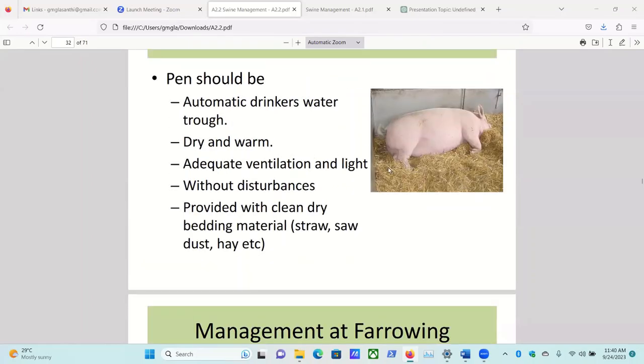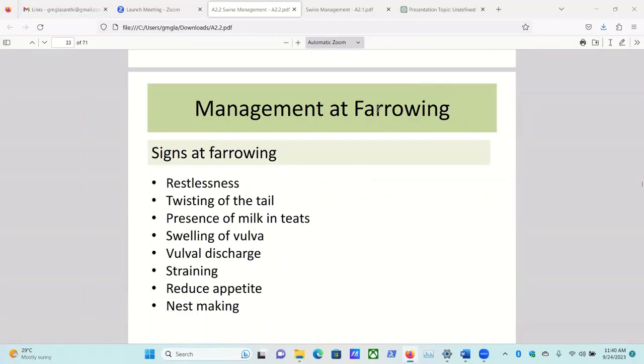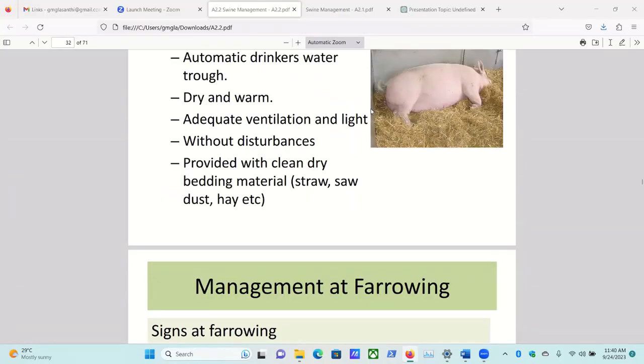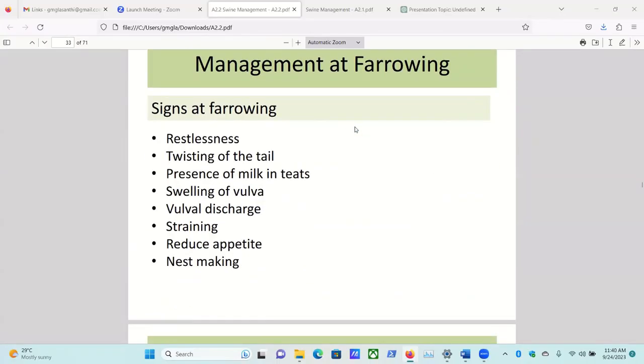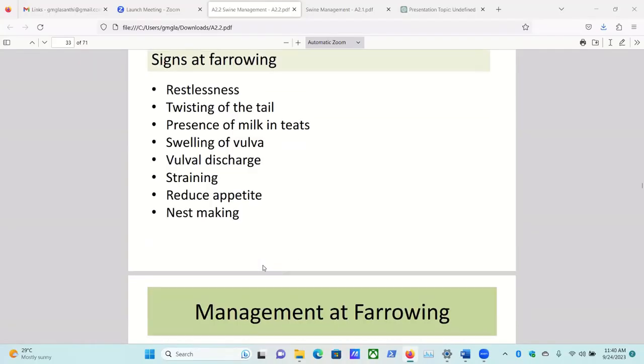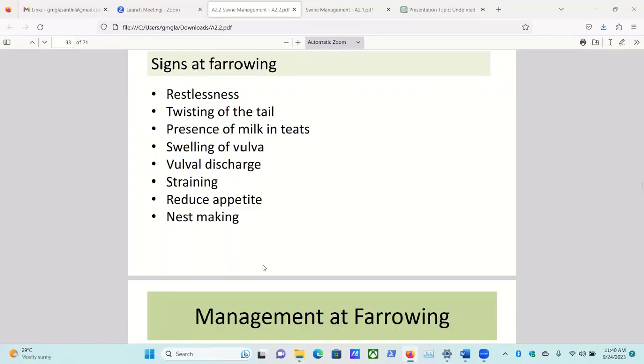And the bedding material should be clean and dry. No fungal contamination, no moisture should be there. So, after introducing the farrowing pen, we have to examine the signs for farrowing. By looking at these signs, we know that farrowing is taking place, and we have to be ready.